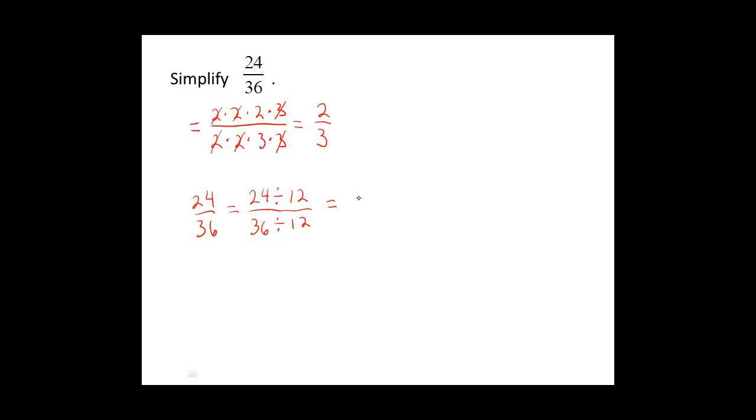24 divided by 12 is equal to 2, and 36 divided by 12 is equal to 3. Notice we get the same answer. We can also simplify this problem in another way.